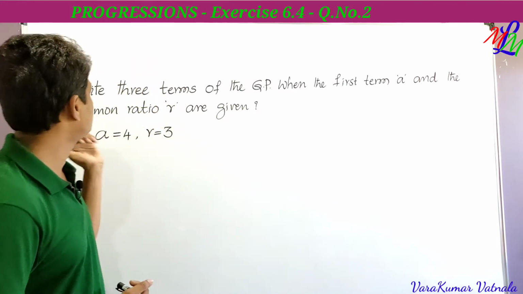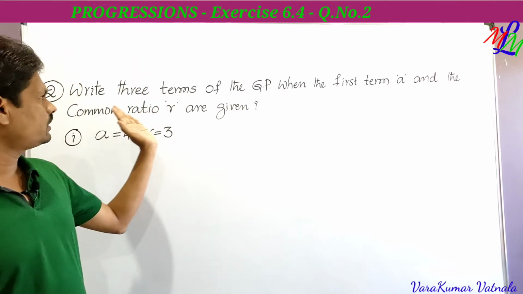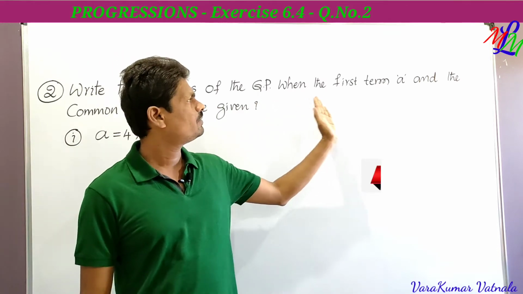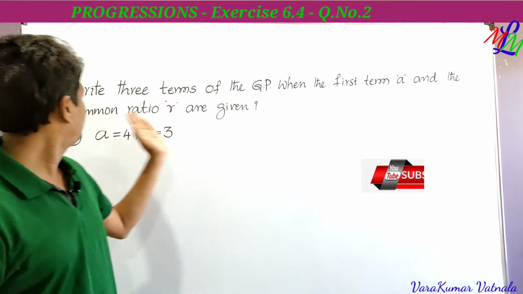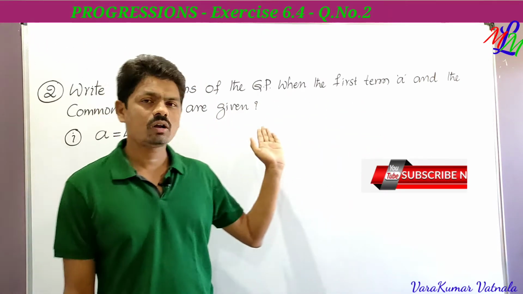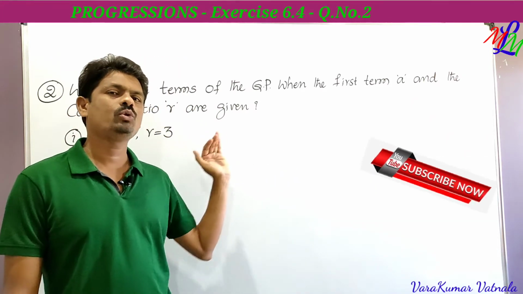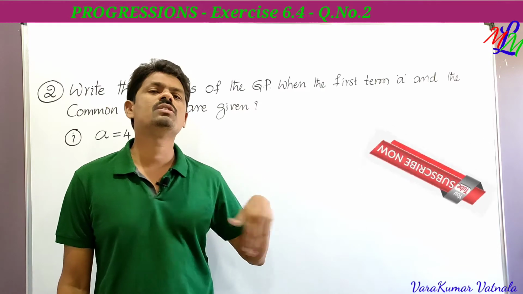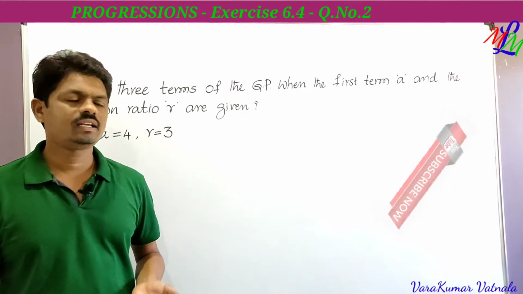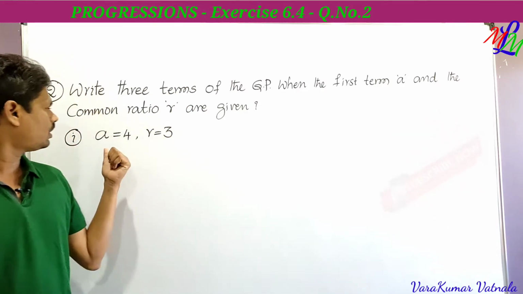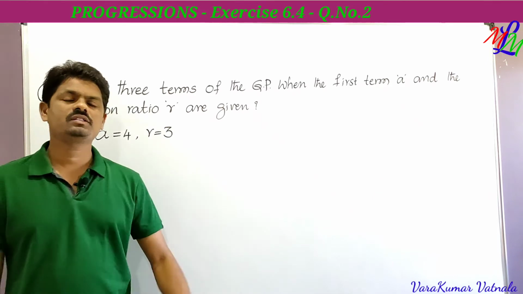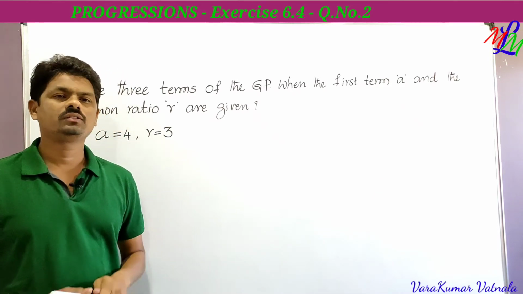See student, what he is asking is to write three terms of the GP when the first term A and the common ratio R are given. So he has given the first term A value and the common ratio R value. He is asking to find three terms. So A is equal to 4, R is equal to 3.